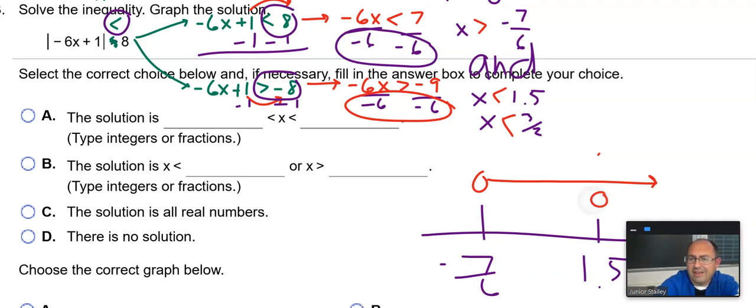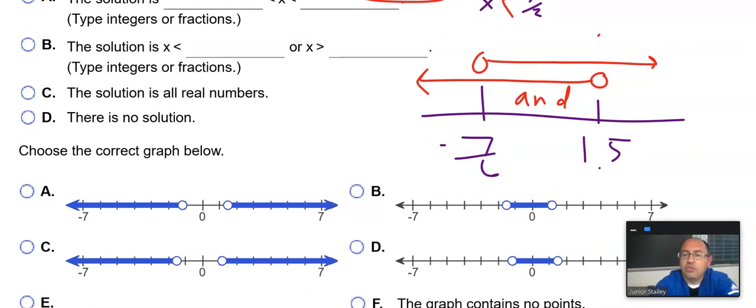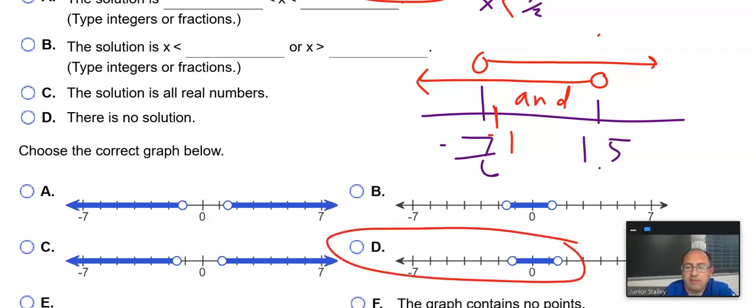Okay, 1.5, and we want less than that. Now the question is, we're talking about and. That means we want to know where they overlap. So the reality is the graph helps me out quite a bit. I want everything from negative 7/6, which is just a little bit past negative 1 for those of you wondering, like negative 1.17-ish, and all the way up to 1.5. So the correct answer is right down here, graph D.